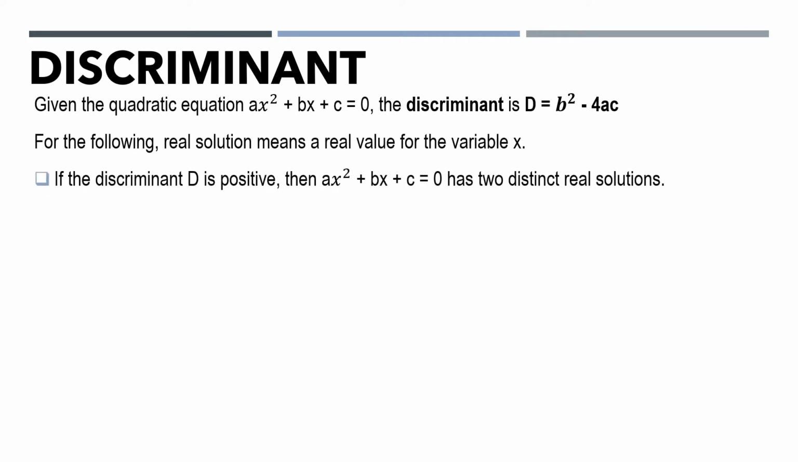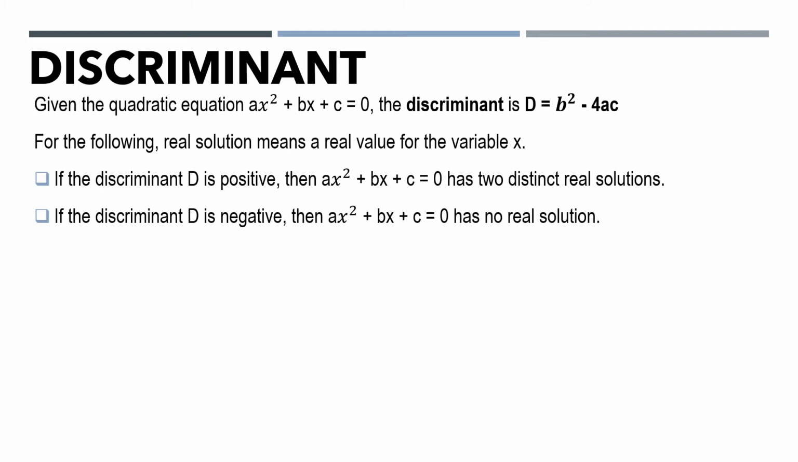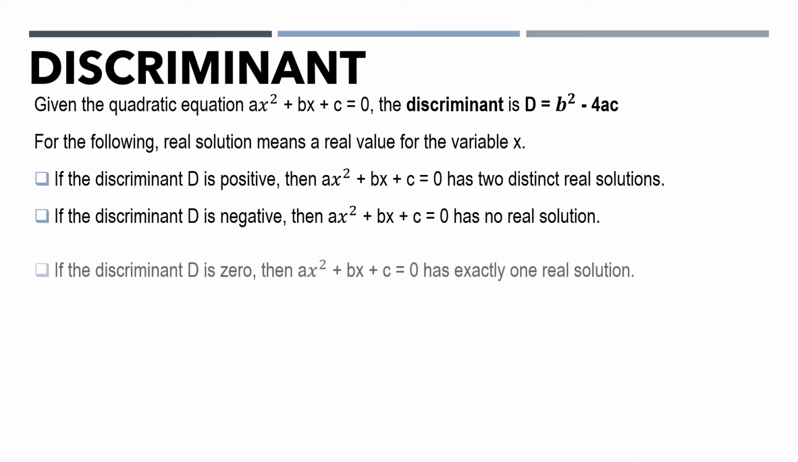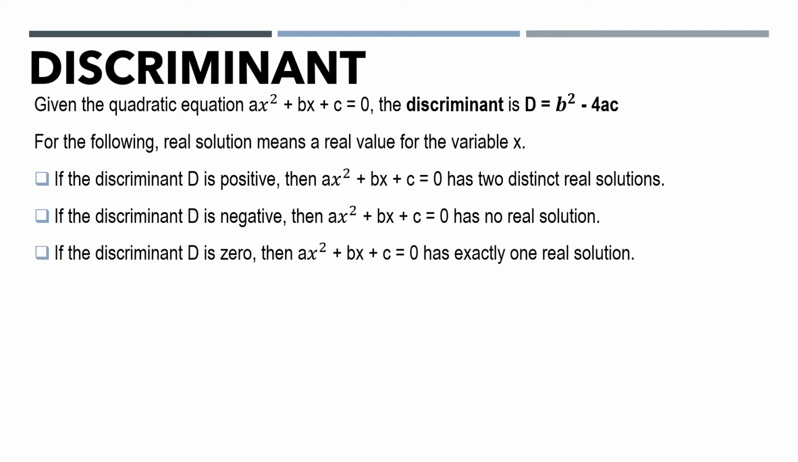So we have 3. First, if the discriminant D is positive, then ax squared plus bx plus c equals 0 has two distinct real solutions. So remember, kapag positive, two distinct real solutions. And if the discriminant D is negative, then ax squared plus bx plus c equals 0 has no real solution. So remember, kapag negative, no real solution. And if the discriminant D is 0, then ax squared plus bx plus c equals 0 has exactly one real solution. Again, kapag 0, one real solution.